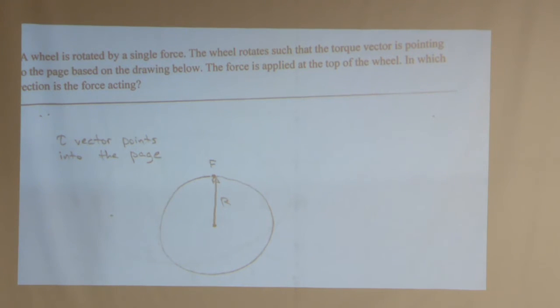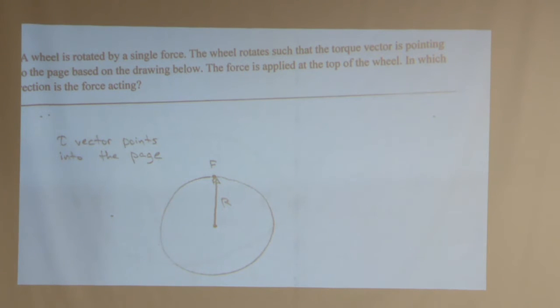If you remember the right-hand rule, you're going to point these 3 fingers, your middle, ring, and pinky, in the direction of the torque. Torque is into the page, so I'm going to point them into the page. Then your thumb points in the direction of R, so I'm going to point up because that's the direction of R. And then your index finger is going to point in the direction of the force. Does that make sense? Anybody struggling?